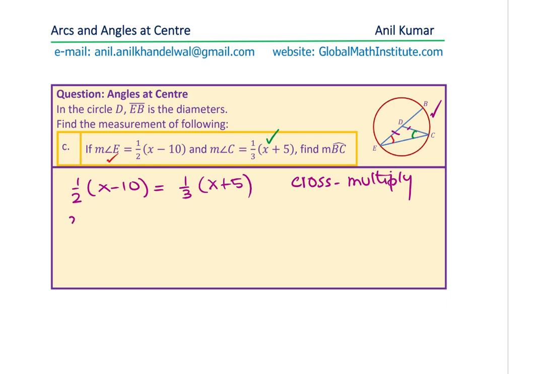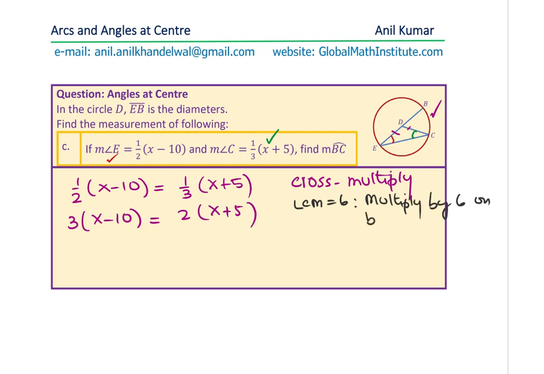So when you cross multiply, you get 3 times (x minus 10) equals 2 times (x plus 5). Now some of you can also see this as multiplying by a common factor. The LCM in this case is 6, so multiply both sides by 6. Is that clear to you? That will give you the same result which you get from cross multiplication.